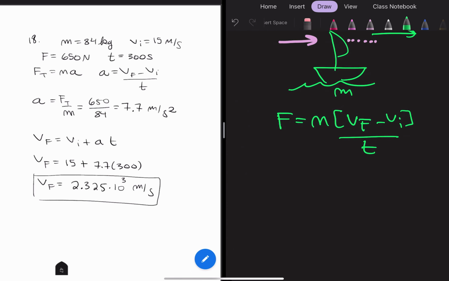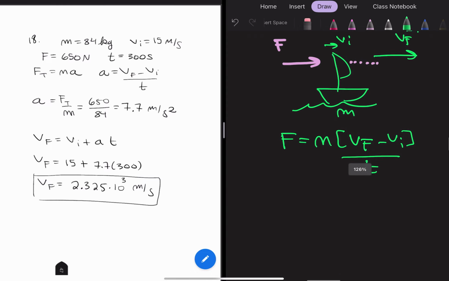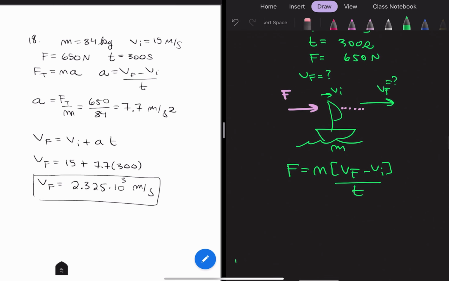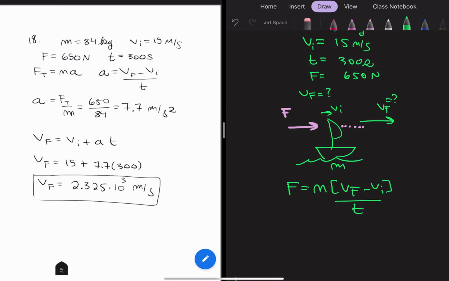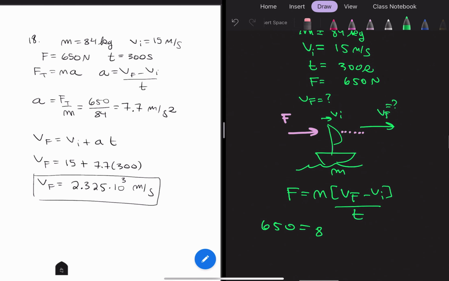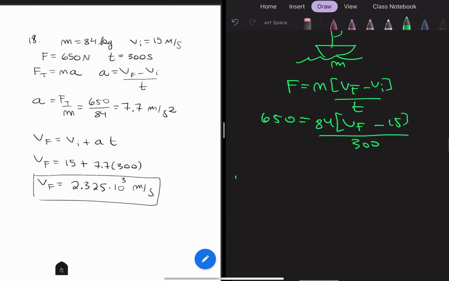So I'm going to do it a little bit differently than I have on my picture here, that I have on the side. I'm just going to plug in as is here. So the force is 650 newtons. The mass is 84. We're trying to find the final velocity. The initial velocity is 15 and divided by the time, which is 300. So here you just have to do the algebra and move the terms around. And when you do, let's see what this gives you here.